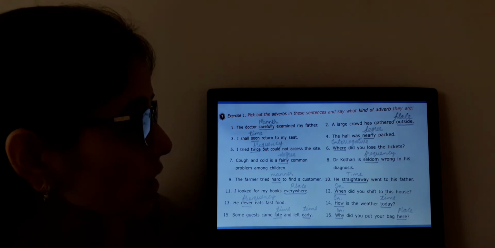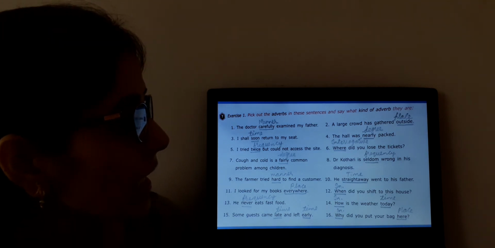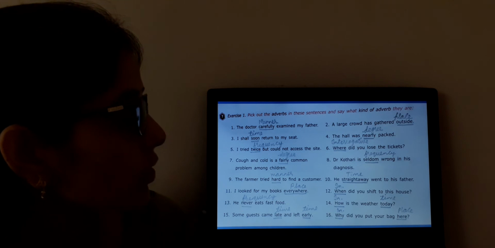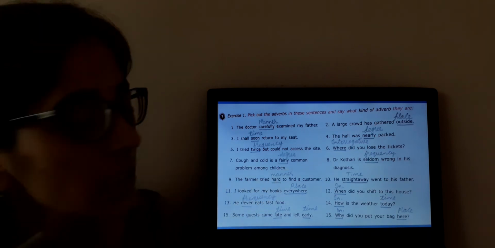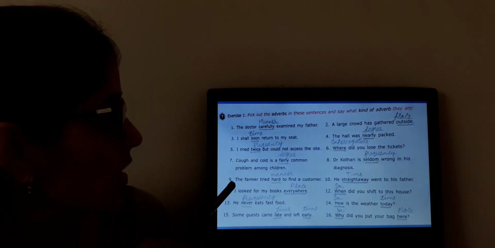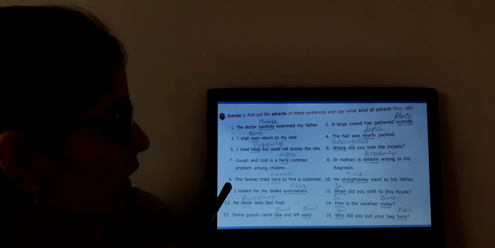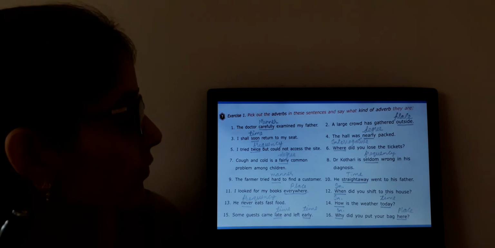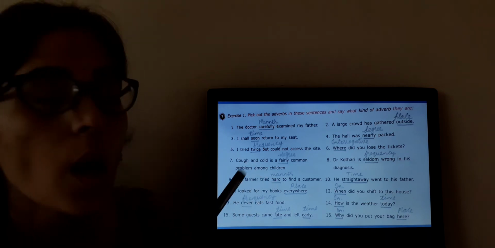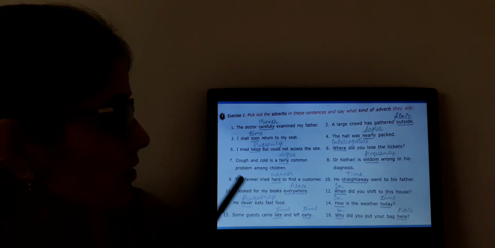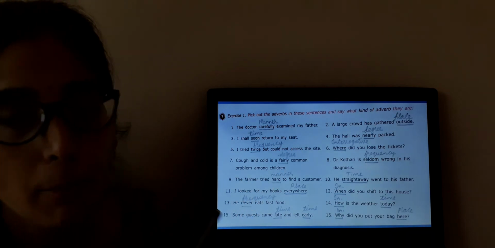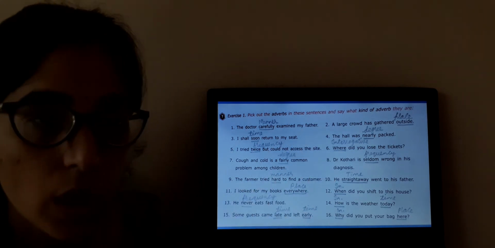Number 8, Dr. Kothari is seldom frequent in his diagnosis. Seldom means rarely. So it is frequency here again. Number 9, the farmer tried hard to find the customer. So how did he try? He tried very hard. So here hard is representing manner. How did he try? He tried very hard.